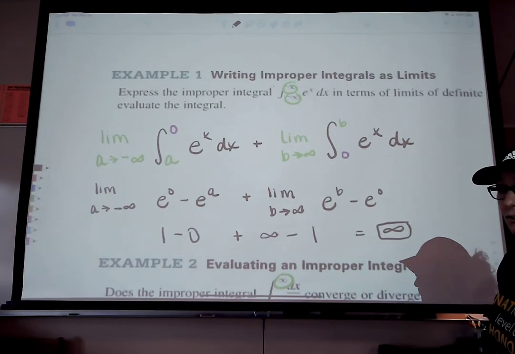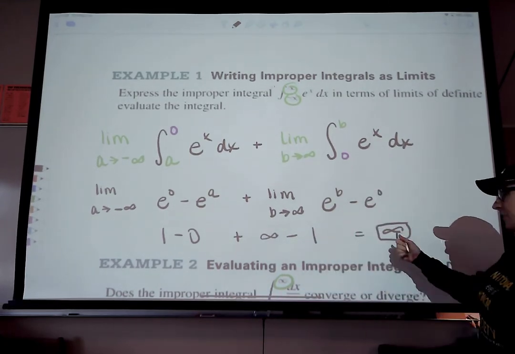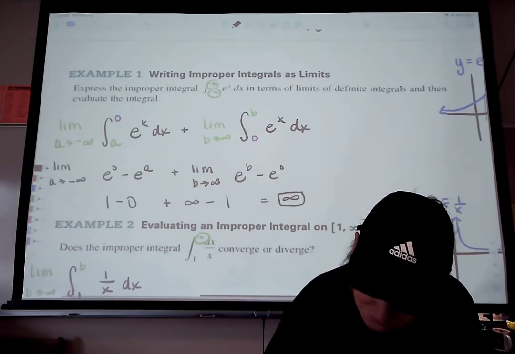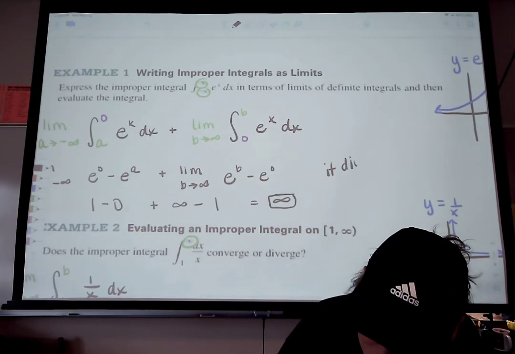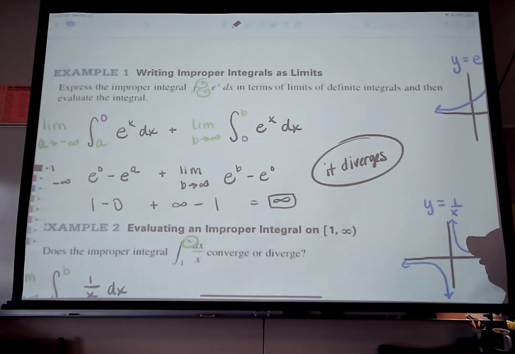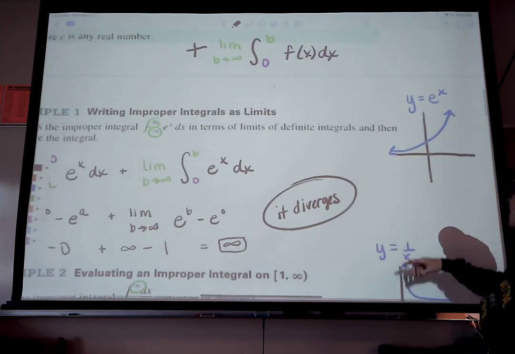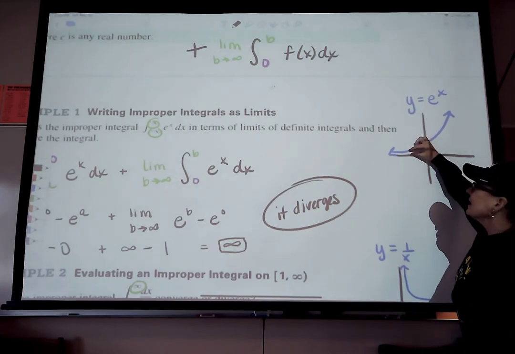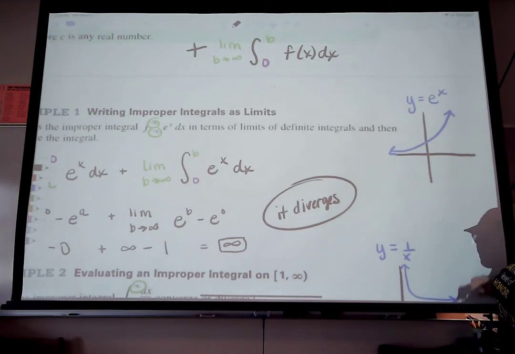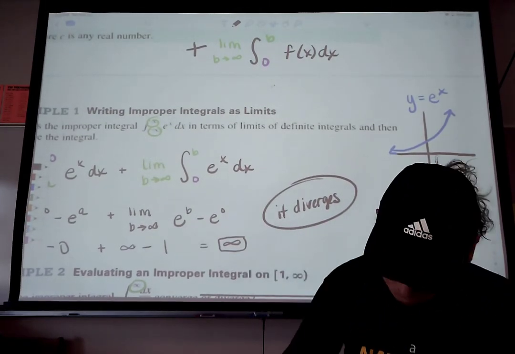What's the area under the curve e to the x from negative infinity to positive infinity? Infinity. So this diverges. I think most of you knew that was going to happen, because the area under this curve gets really small, but the area over here is just going to keep growing and growing and growing. So you probably knew this before we even started the math on it. Next one.